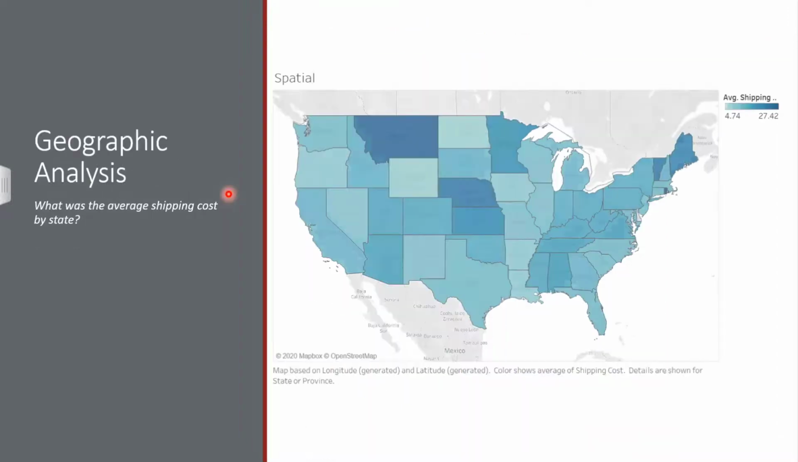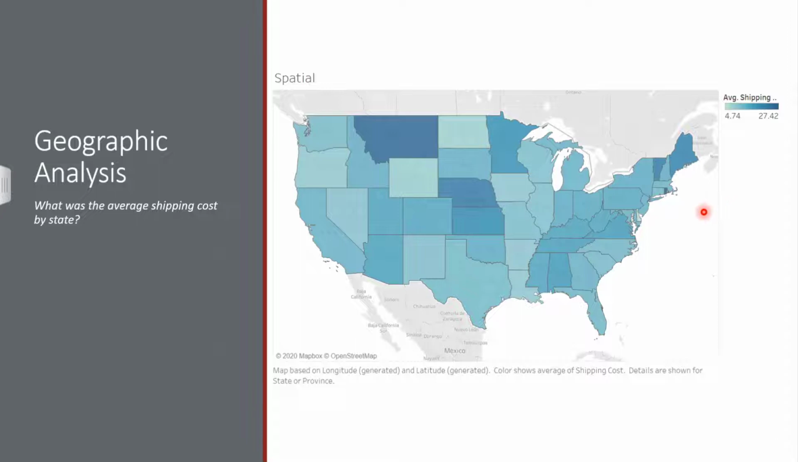So the next kind of analysis is a geographic analysis, and here's an example of that. In this case, I colored each state, and it goes from a very, very light teal to a very, very dark blue, essentially.